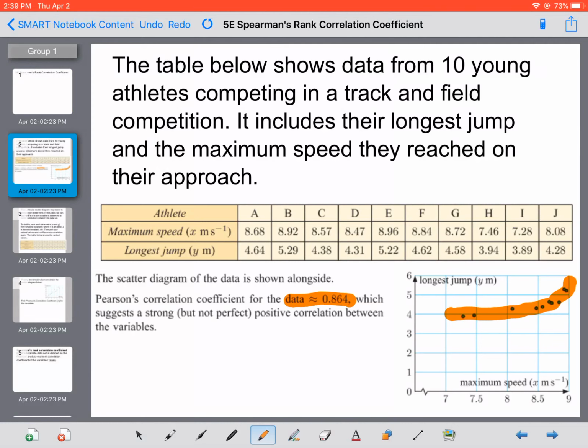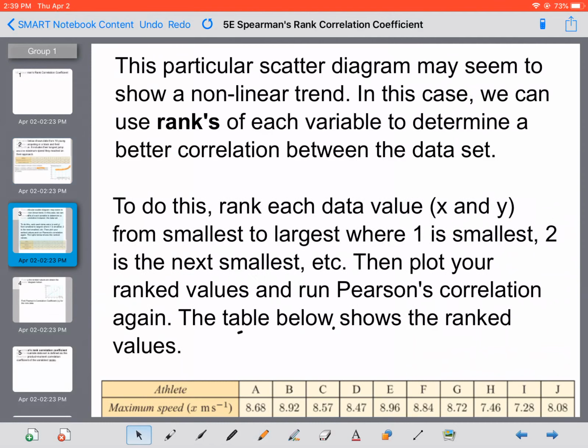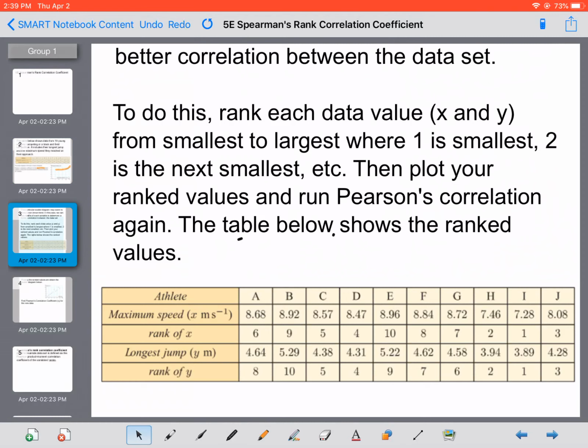Well, we take these numbers that are in our table and we rank them. We put number 1 on the smallest, number 2 on the next smallest, and continue that. I have done that with this table here. For example, you can see that 7.28 is the smallest x value, or the smallest speed, I should say, so that's why I labeled that as a 1. The next smallest is 7.46, so that gets to be a 2. I go through and do that with all of the numbers in the x and the y, and then I end up with these new values here.